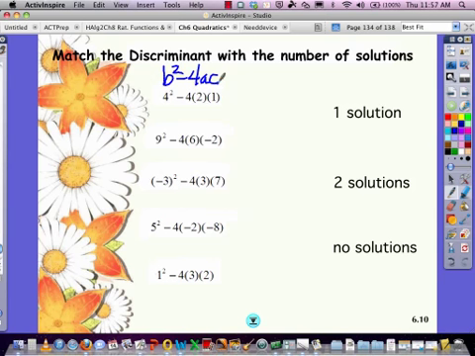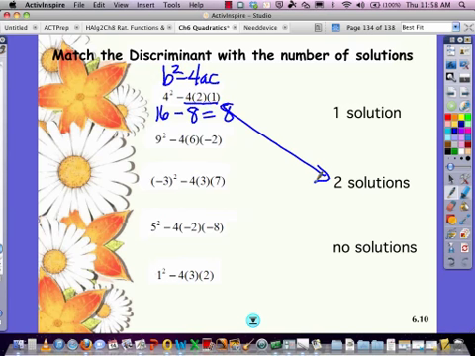We know 4 squared is 16. We know we have to do all of this at once. 4 times 2 is 8, times 1 is 8. 16 take away 8 would leave us with an 8. Okay, if it leaves us with an 8, that's a positive number. Start thinking 1, 2, or no solutions. You should have chosen 2.